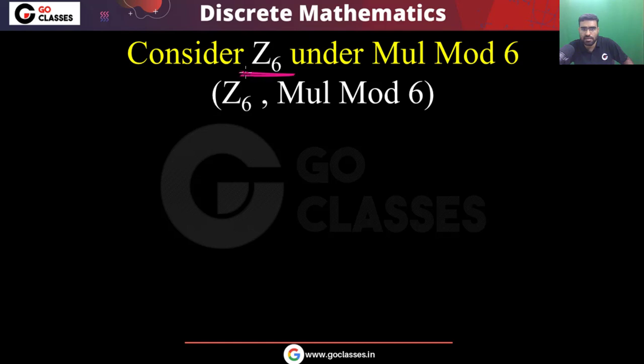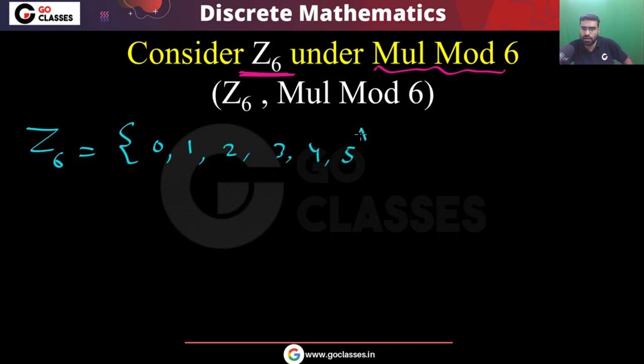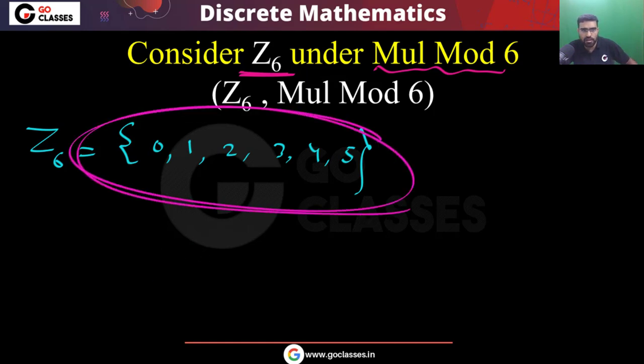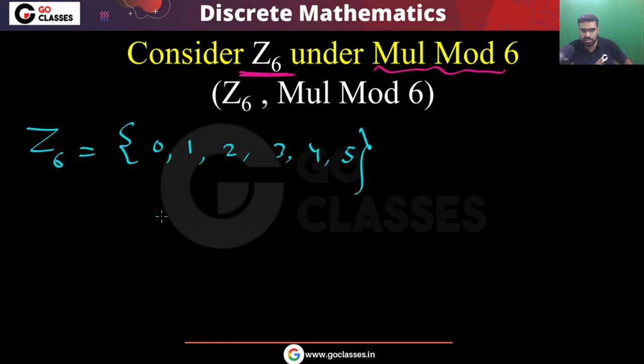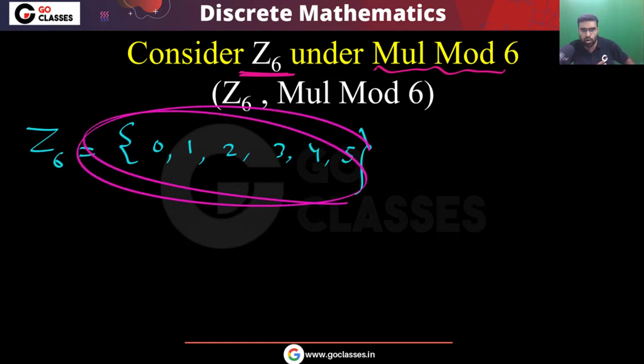Consider this example: Z6 under multiplication modulo 6. So first of all, what is Z6? You know Z6 means 0 to 5. These are the elements in Z6: 0, 1, 2, 3, 4, 5. Now, we already know that this is a group under addition modulo 6.